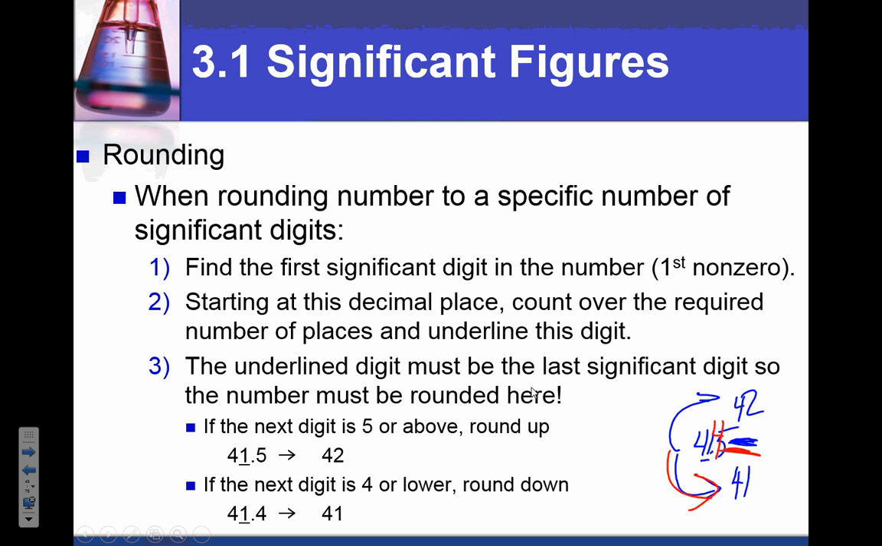A better way to say it would be, if it's 5 or above, then round up. If it's 4 or below, then leave it alone. So literally you're just erasing the digits. But it is less, so that's why we call it rounding down.